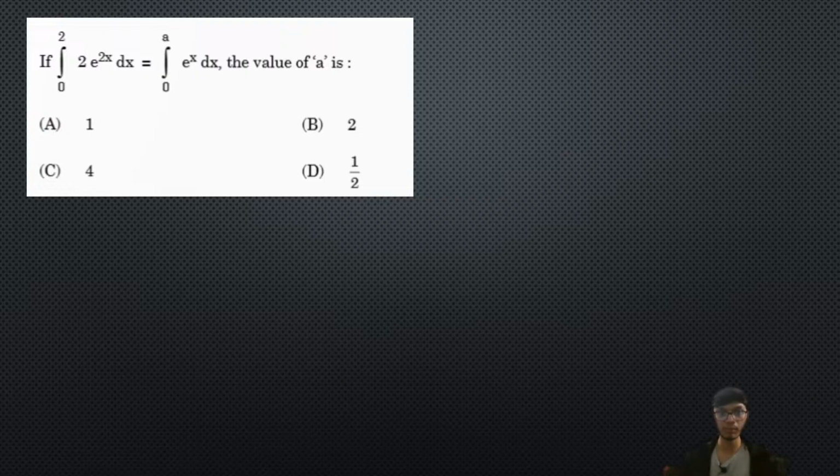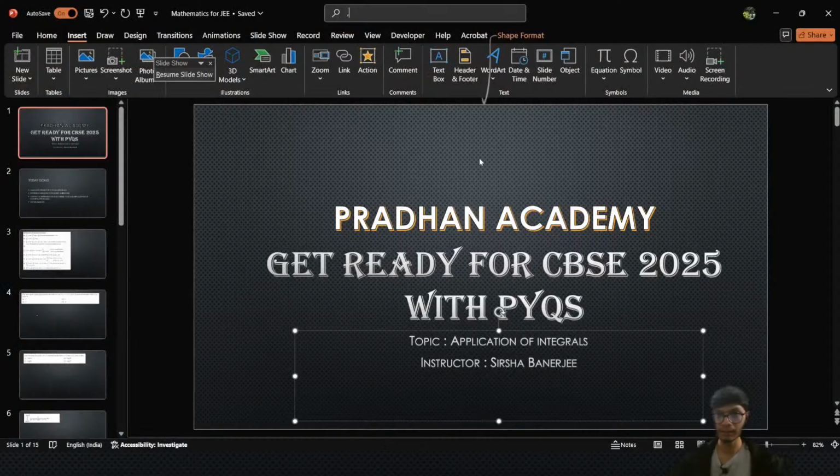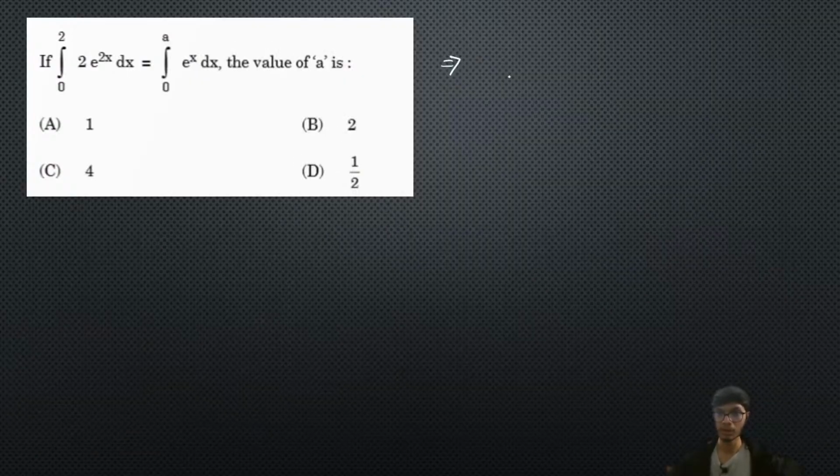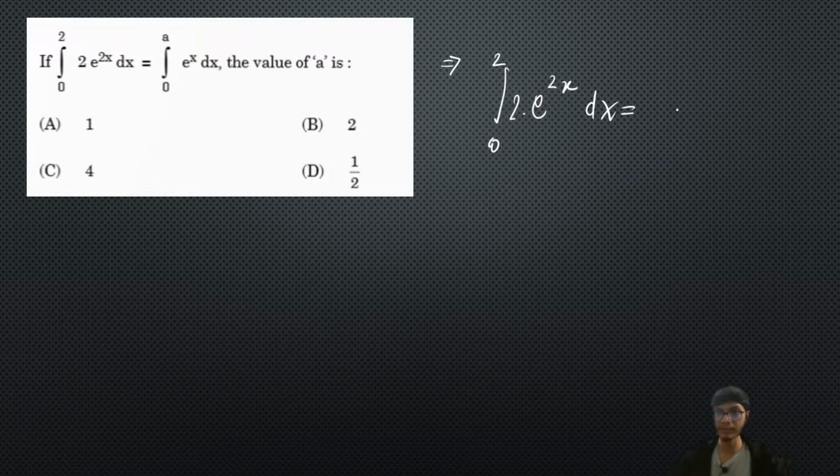So this problem is basically to find out a constant part, right? The question says that we are provided with the integral from 0 to 2 of e to the power 2x dx, multiplied by 2, is equal to the integral from 0 to a of e to the power x dx. So we need to find out the value of a, right? It's a very simple, one-marker question.